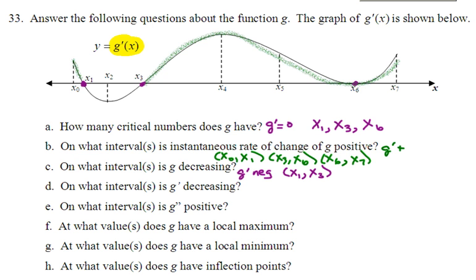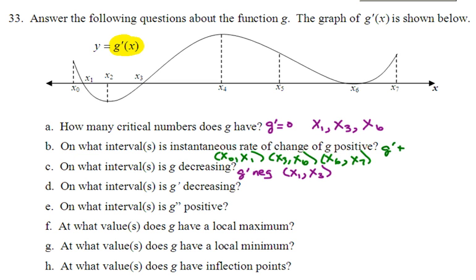All right, so then let's move on to the next question, which asks us on what interval is g prime decreasing? So recall that when we're asked about when g prime is decreasing, that's the same thing as saying that g double prime is negative. Well, actually, you know what, we don't really need to do that here, though it's true. We're looking at g prime. g prime is decreasing when it's going down. So that's from x0 to x2.